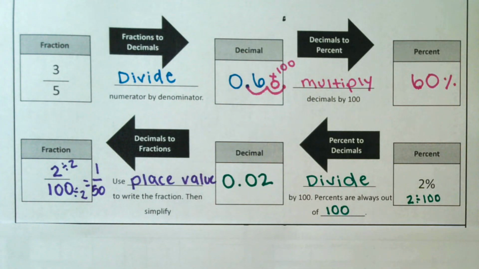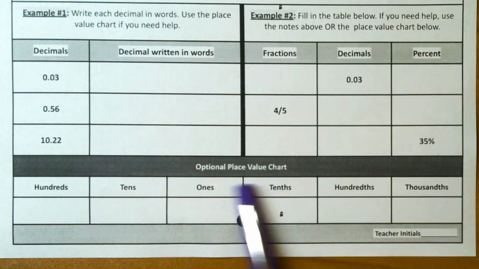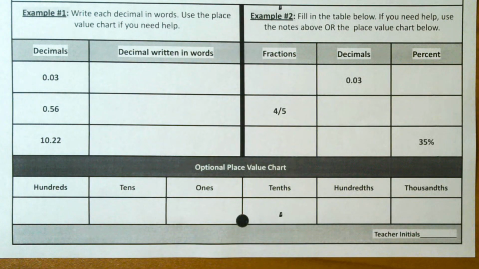Let's take a look at example A and B. And when I said example A and B, I really meant example 1 and 2. Example 1 says, write each decimal in words. Use the place value chart if you need help. At the bottom here, we have a place value chart that's helpful when we're converting decimals to fractions or writing decimals in words. So make sure you're using a pencil.